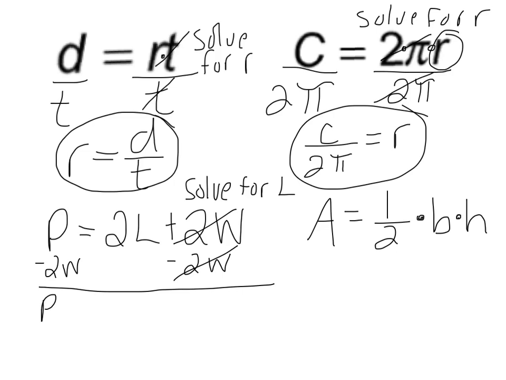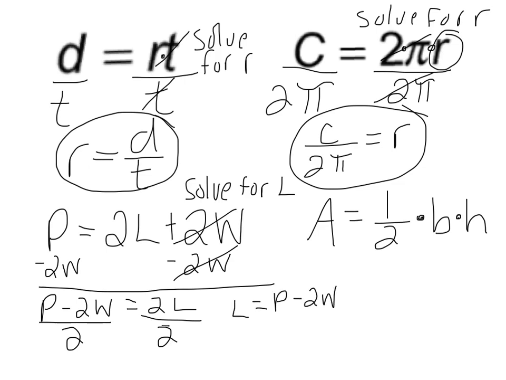Alright, so now on the left side of the equal sign, I just have P minus 2w and then equals 2L. Because I obviously can't subtract 2w from P. It does not work. Now I want to get rid of that 2 in front of the L, so I'm going to divide by 2. So my answer would just be L equals P minus 2w over 2.